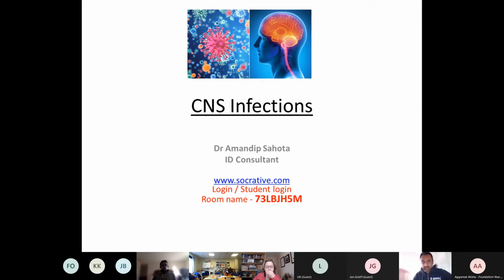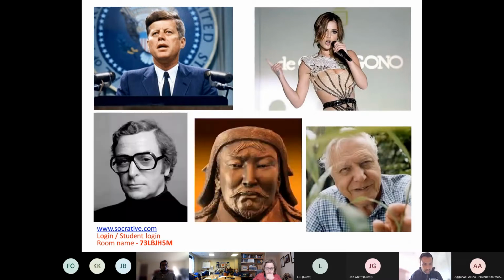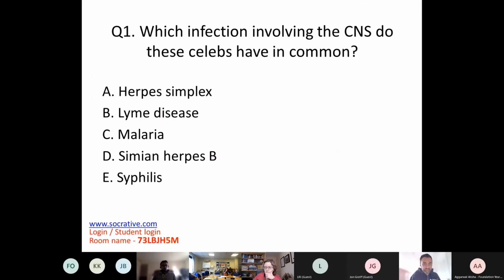If I show you the celebrities again, hopefully you'll recognize all of these people. Now let's see if I can toggle. Okay, so this should bring you on to the first question. Which infection involving the CNS do these celebs have in common? Is it herpes simplex, Lyme disease, malaria, simian herpes B, or syphilis?